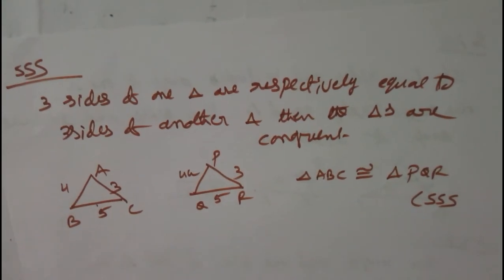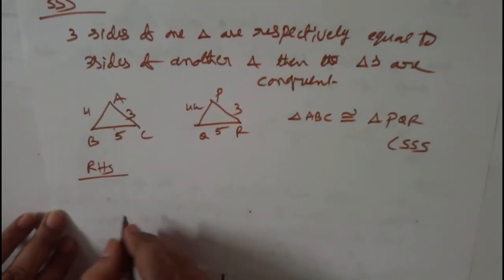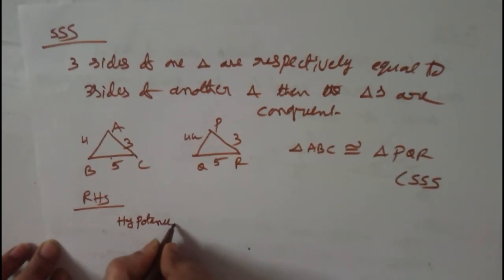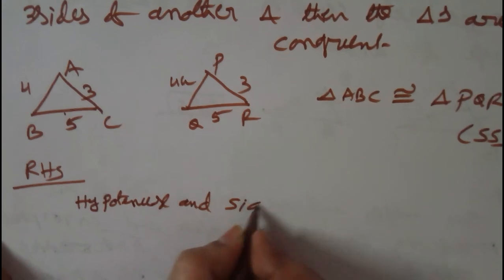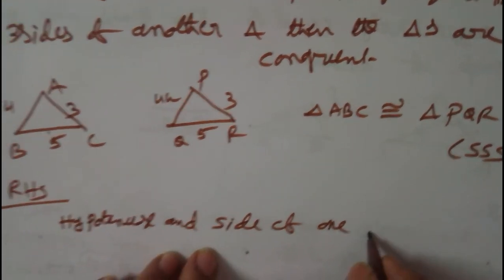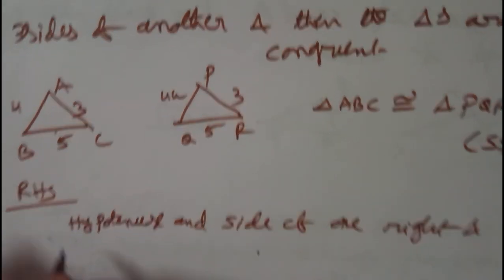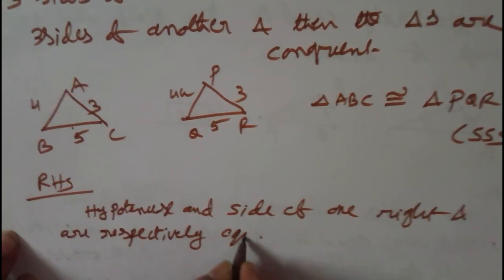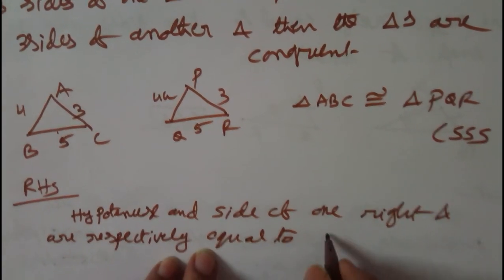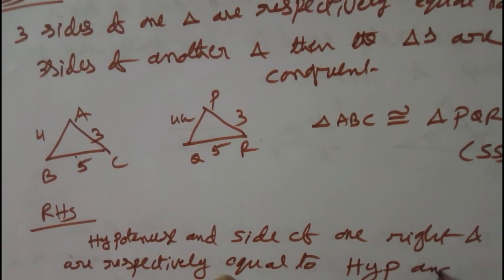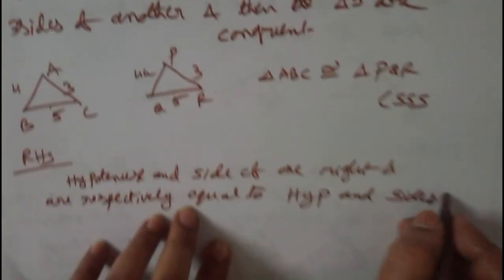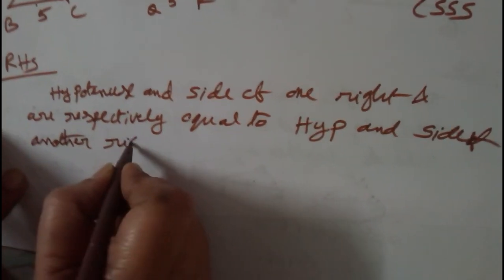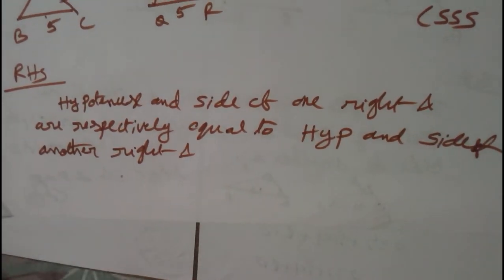Next, what is the third one? Fourth one, sorry, RHS. Hypotenuse and side of one right triangle are respectively equal to hypotenuse and side of another right triangle, then we can say that these two right triangles are congruent.